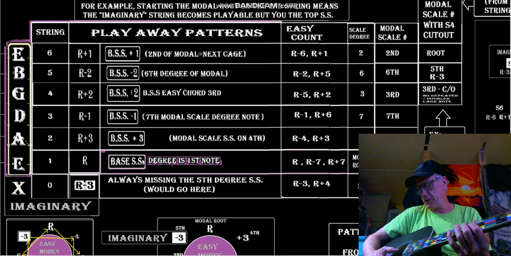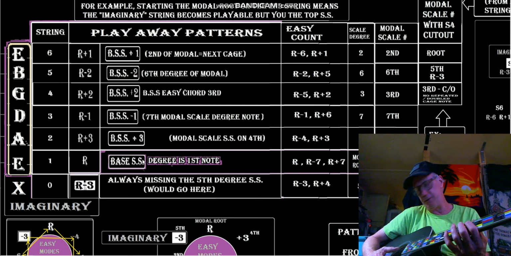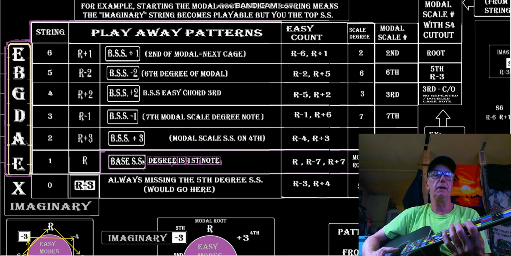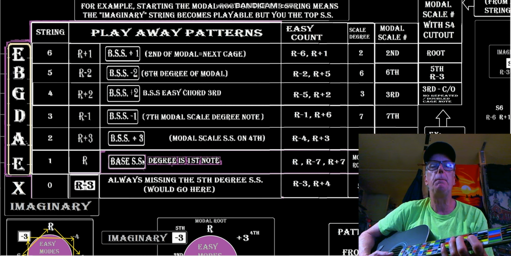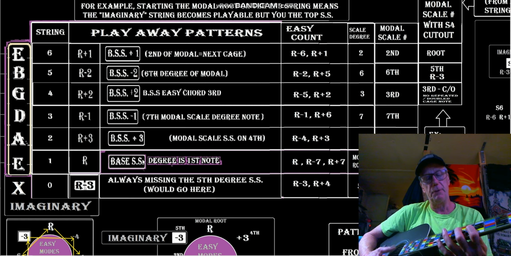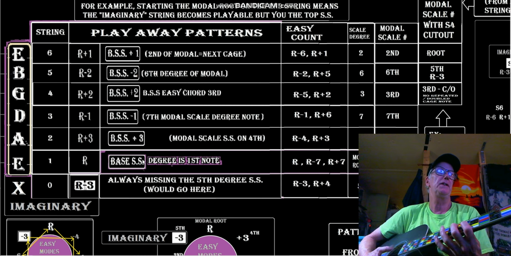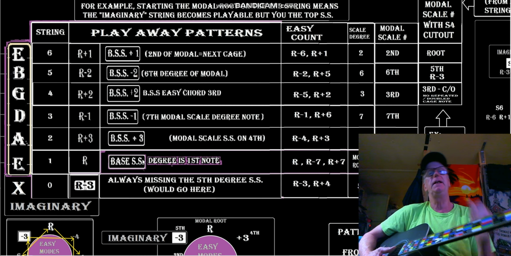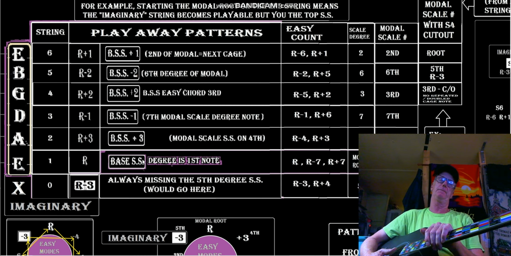Now if we were to start that C string shape 3, 4, 5 from the third string, it would no longer be the bass string shape. But the question then becomes, what is the bass string shape? And that's what we're going to learn today.